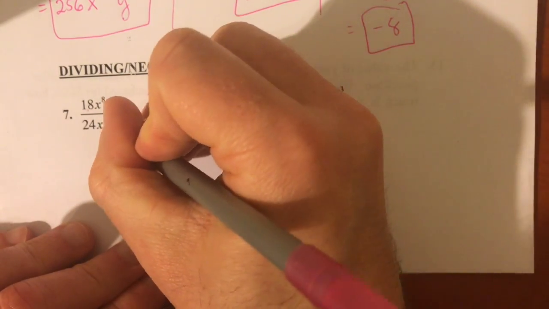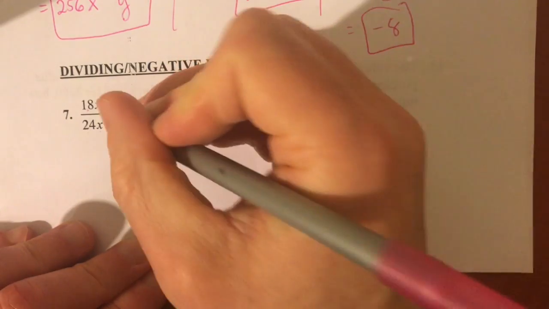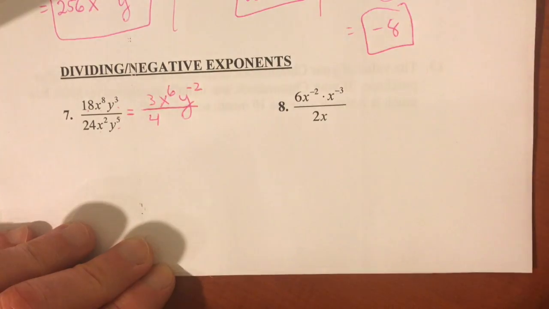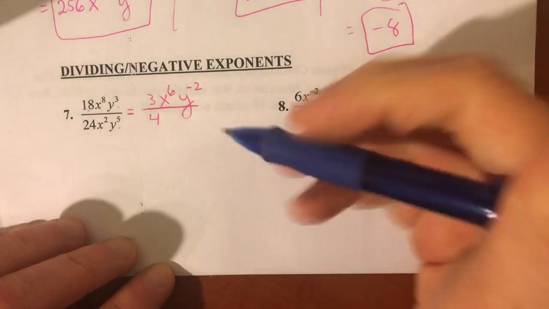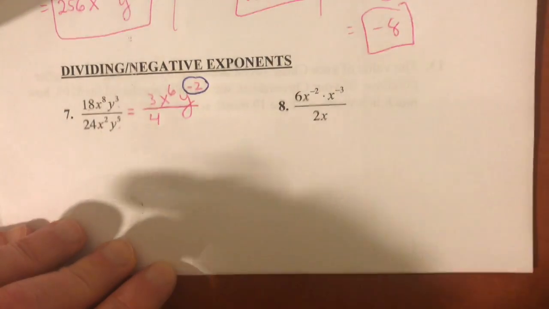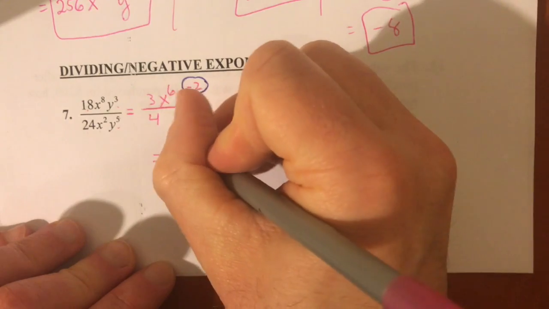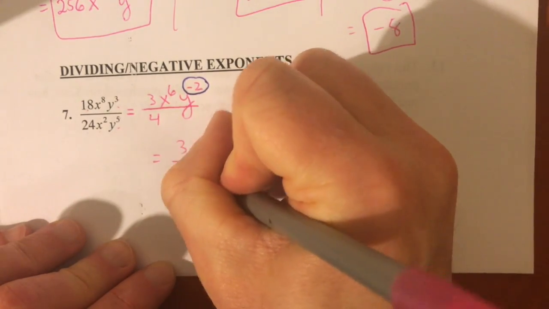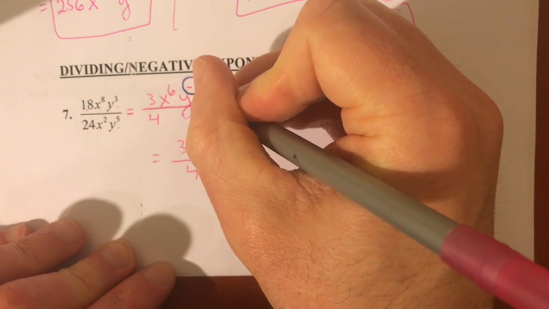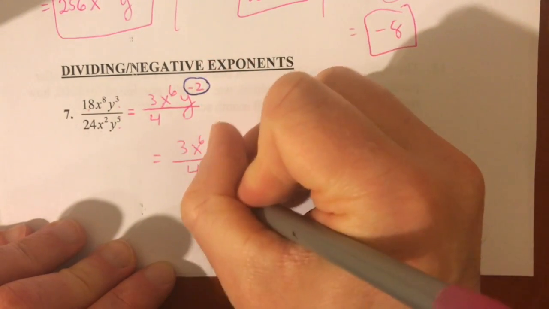Y to the 3rd divided by y to the 5th gives you y to the, and 3 minus 5 is negative 2. Now one thing you might remember is that we never leave a negative exponent in a final answer, so I'm going to move that to the denominator. Negative exponents, remember, do not make negative answers. They make reciprocals. So that's really 1 over y squared, which just moves that to the bottom.